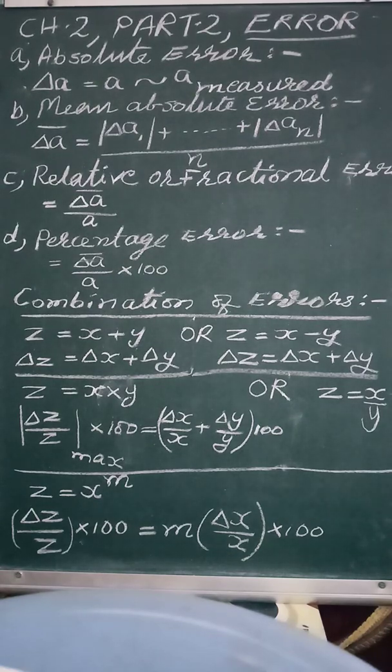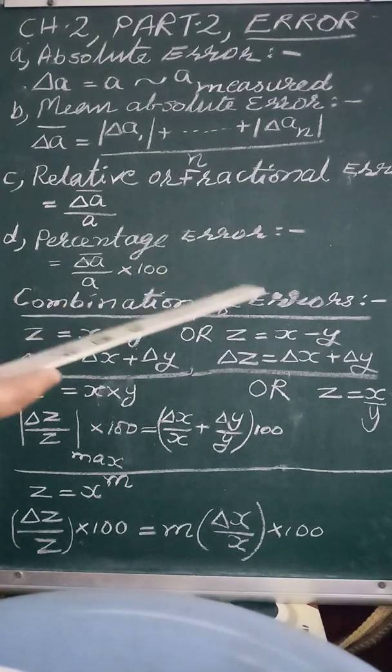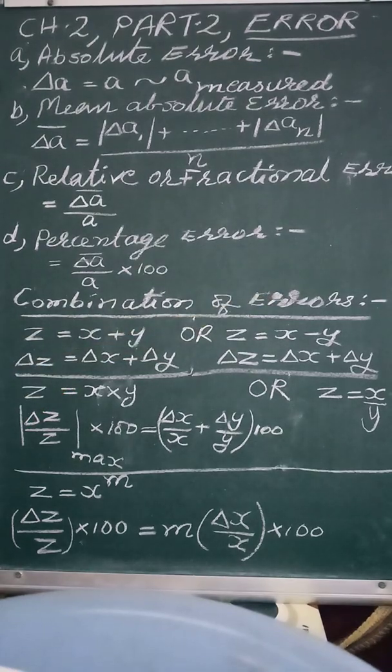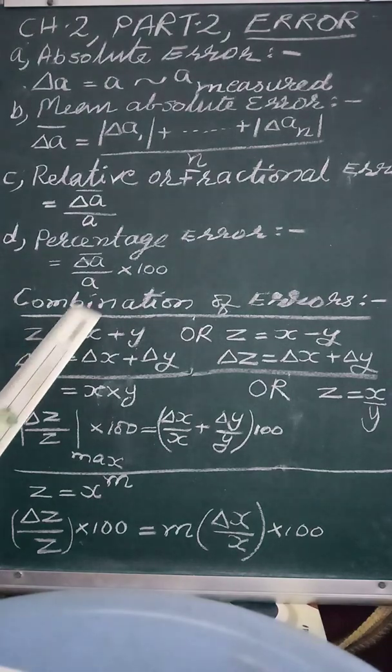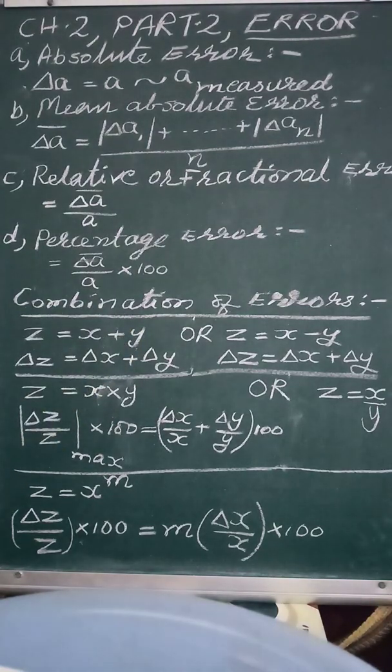That depends upon the error in the individual measurement as well as what type of mathematical operation we are doing. Are we doing addition, subtraction or multiplication, and so on? That topic is called the combination of errors. So here we are going to add two quantities.